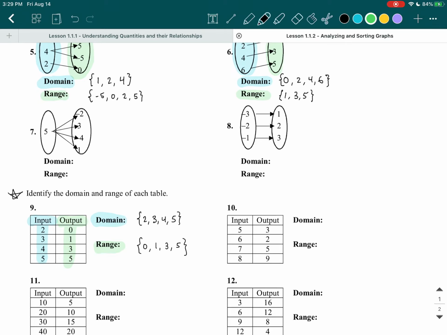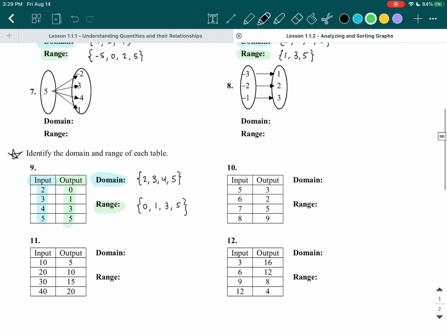I'm gonna pause this video and we'll get back together for number 10. Okay, unpause. So now we're looking at number 10. Let's see if you guys got it correct. For number 10, we wanted to relate the domain to the inputs because domain is the set of inputs. So let's take a look at those numbers and list them out from smallest to biggest. 5, 6, 7, 8.